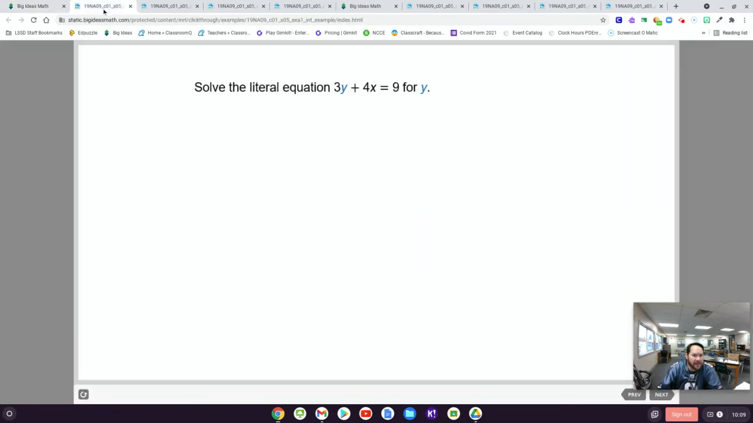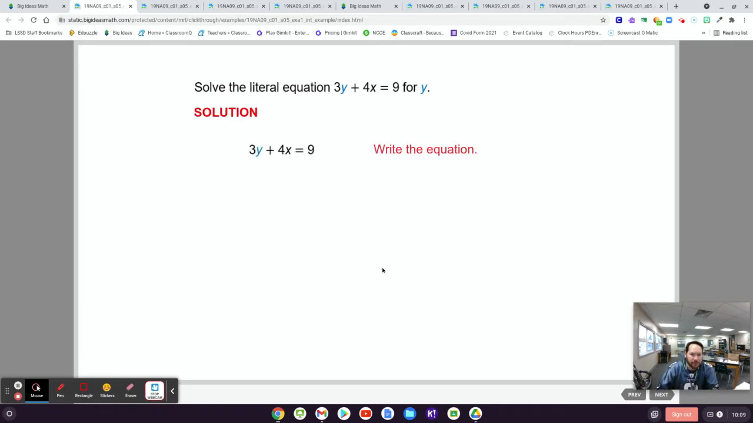So we're going to jump right into this. Here's a literal equation. It's 3y plus 4x equals 9. So it has both an x and a y in the same equation. And it says to solve it for y. Normally when you solve for x or y, you get like x equals 3 or y equals 12. In this case, we're actually going to get y by itself. We're going to isolate y. And we're going to have x in the answer.